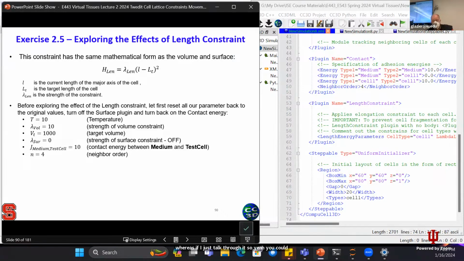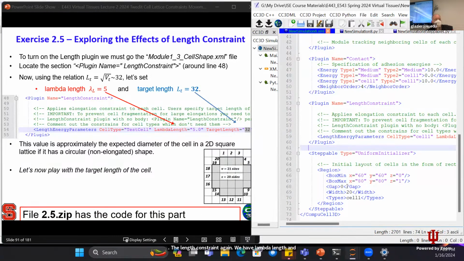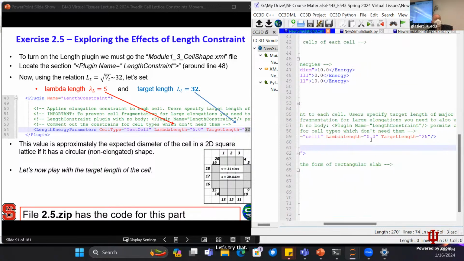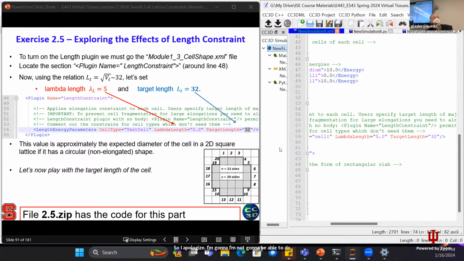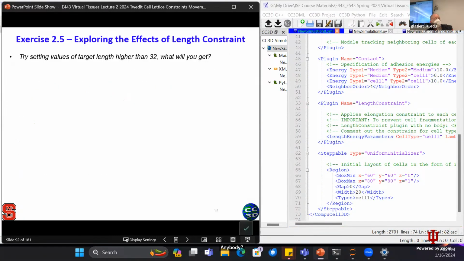Okay. So let's see what happens with the length constraint. The length constraint, again, we have lambda length and target length. Let's try that. My instincts for volume and surface are very good because I use them all the time. I have to say, even for myself, the lambda length and target length are not things that I use that often. When you put the lambda length constraint in, what happened for anybody? 32 is our equilibrium. What if you make the target length bigger than 32?